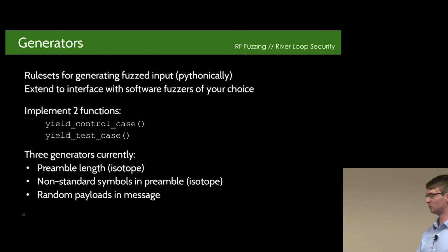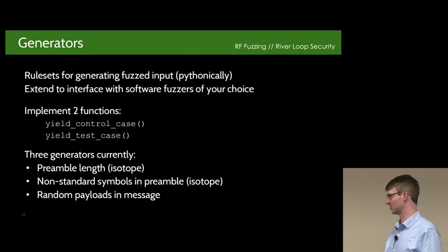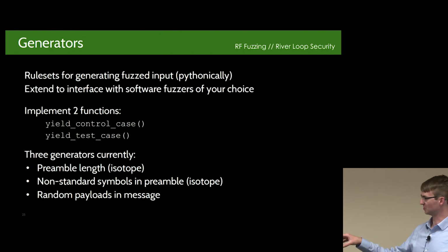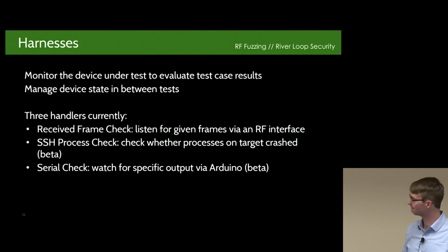So we have 3 generators currently. We have an 802.15.4 specific preamble length generator. We have an SFD generator as well. And then we also have just uniform random data that we can shovel into layer 2 and fire off, that's kind of generic and universal. But these are just examples. If you want to write your own fuzzing test case, you just inherit our base class, and you can write whatever logic in those functions you want.